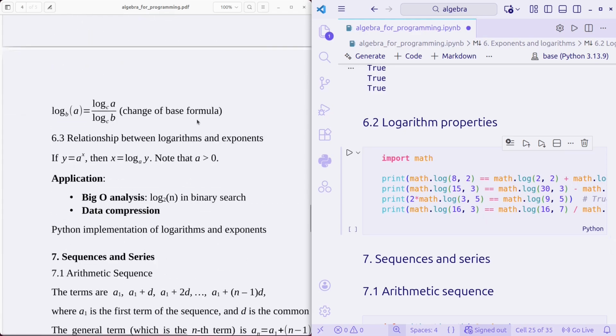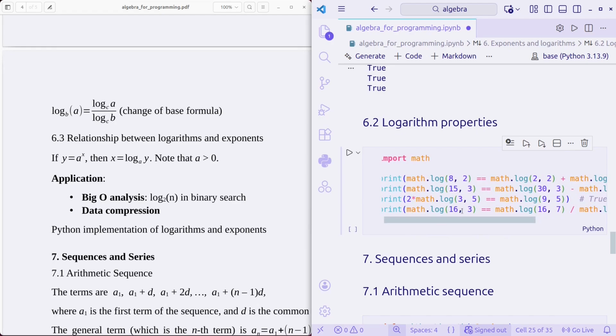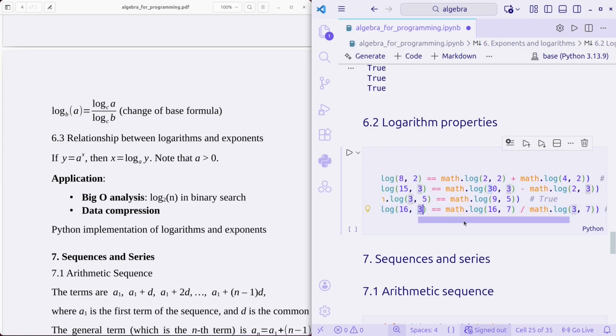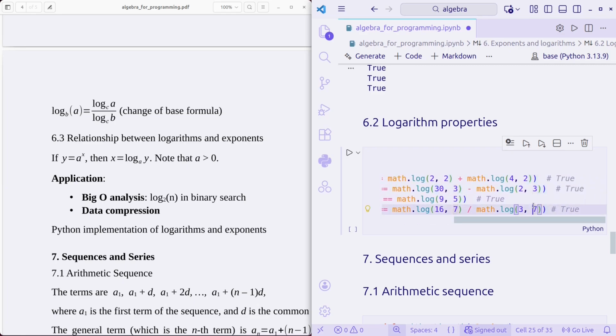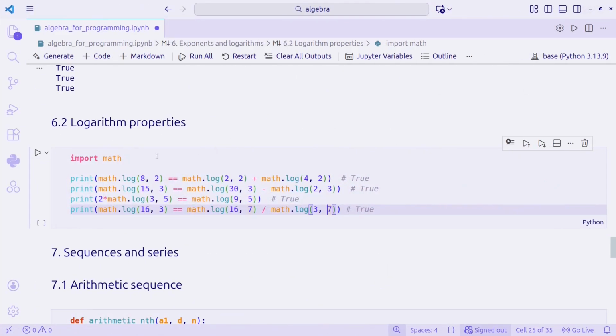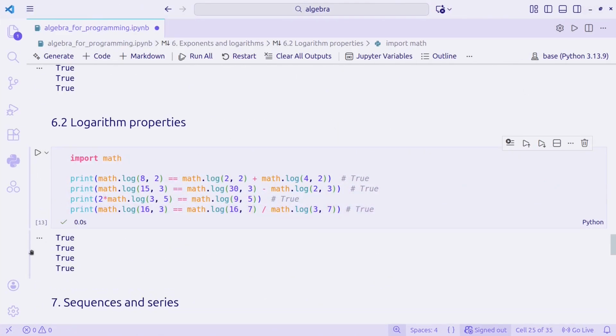And I'm also able to verify the change of base formula here. Log of 16 with base 3 should be equal to log of 16 with base 7, which is another value c here, divided by log of b with base 7, which is actually my c again. So let us see if I'm able to get all the answers as true. Yes, all the answers are true. That means I'm able to really verify the logarithm properties.